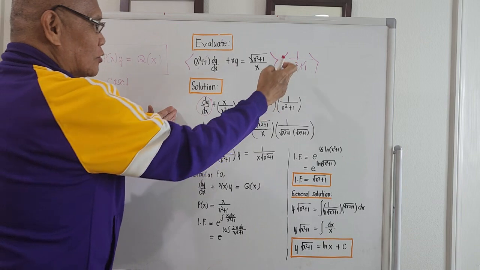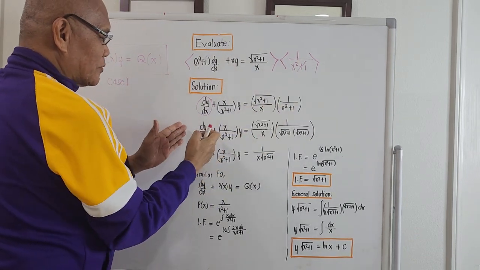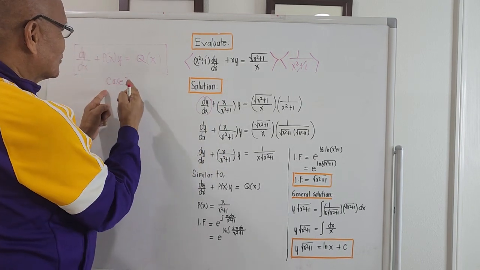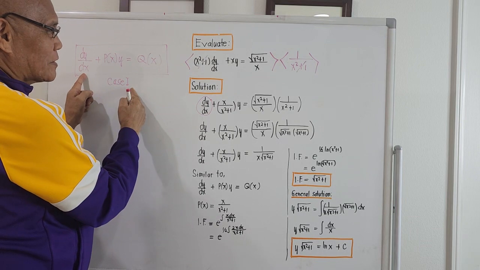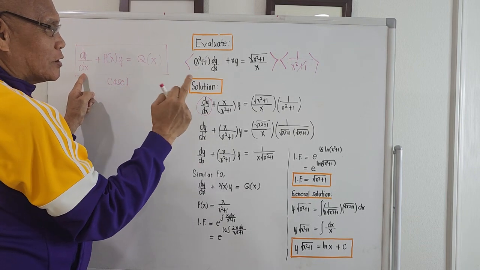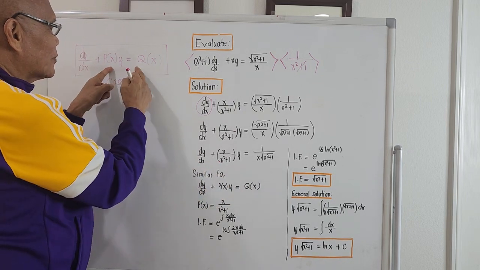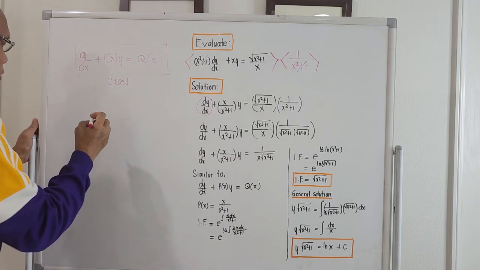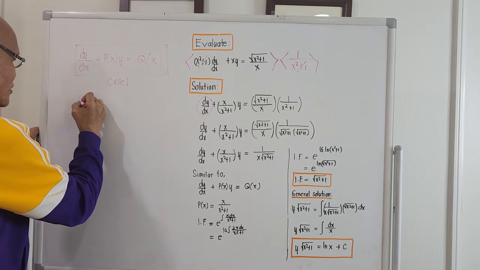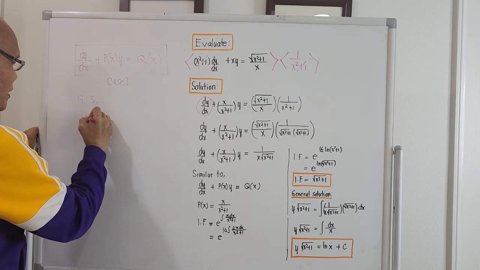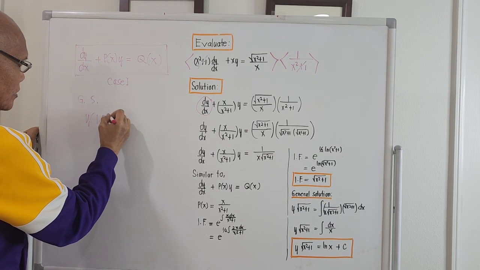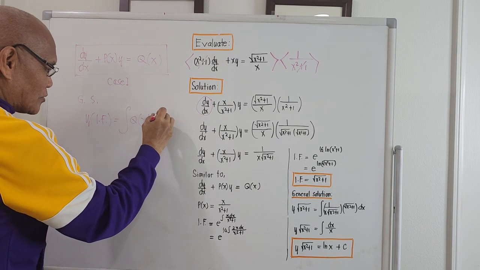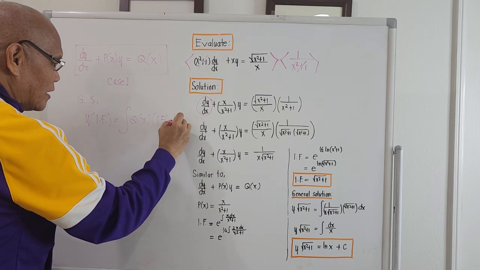After the multiplication by 1 over x squared plus 1, the first term is dy/dx. So it's getting clearer now. This falls under case number 1 because the first term is dy/dx. So we need only to identify p of x and q of x. Under case number 1, the general solution will be y times the integrating factor equal to the integral of q of x, again times the integrating factor, multiplied by dx.